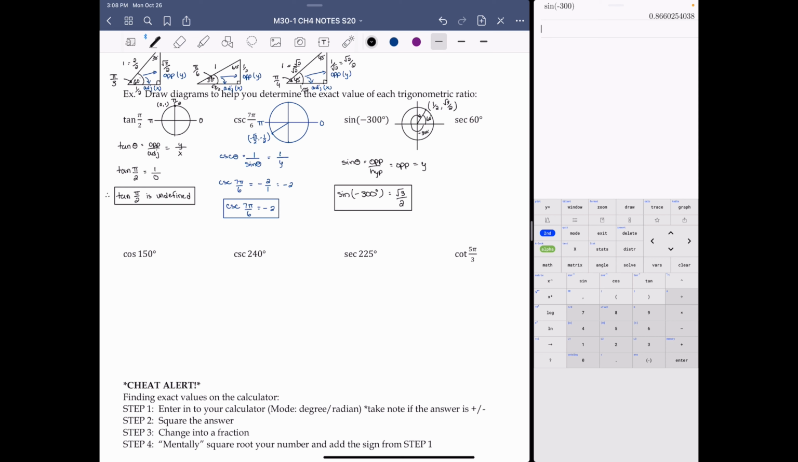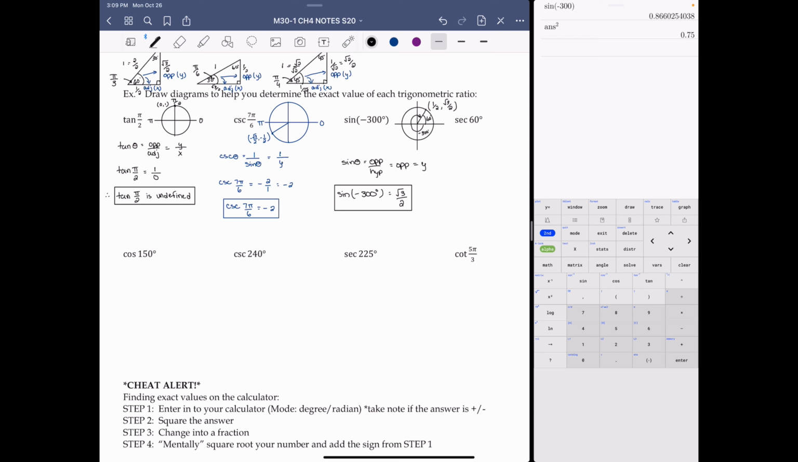We get 0.866 and so on. So it says take note if your answer is positive or negative. So okay, we have a positive answer. Step 2, we're going to square that answer. So it's important to square the whole thing. So you need to just hit the x squared button and it'll take your last answer and square it. Then hit enter and we get 0.75.